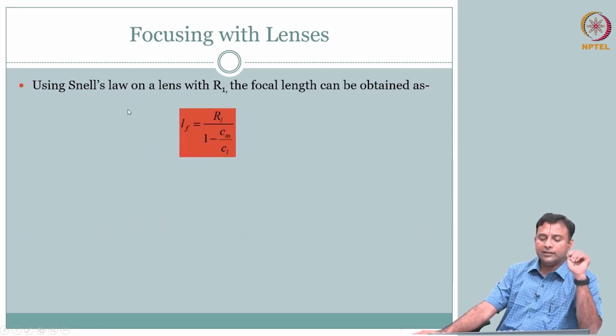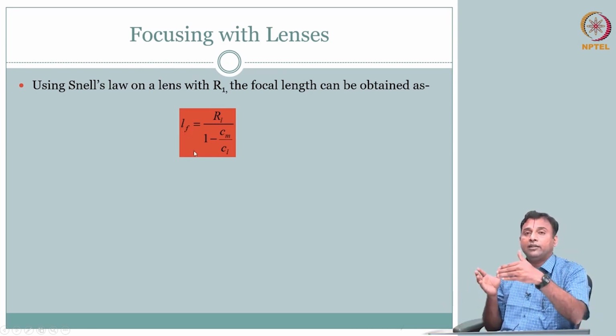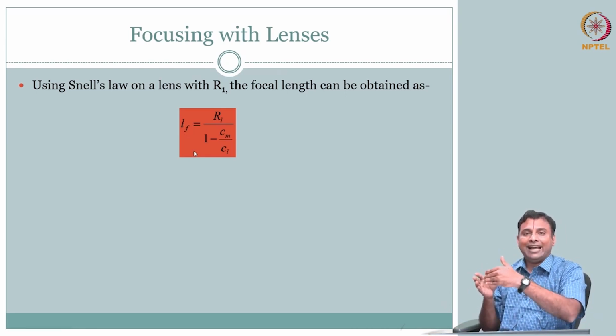So what this does is, you can use the same Snell's law. If you do that, you can get your LF, length of focus, given the geometry, right? You have your RL, so you can get it by 1 minus Cm by Cl. So this is fine. What are we interested in? What is at LF? Oh, this is where the beam profile is narrow.